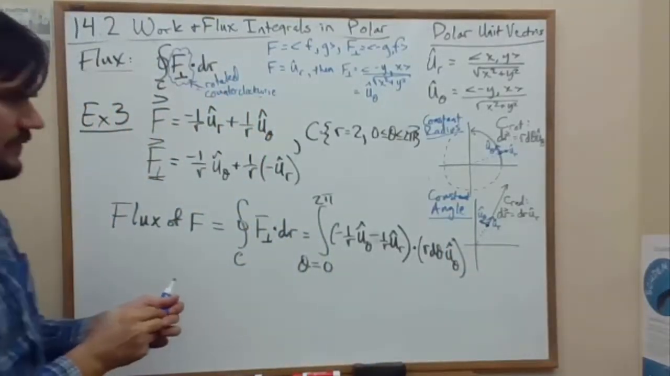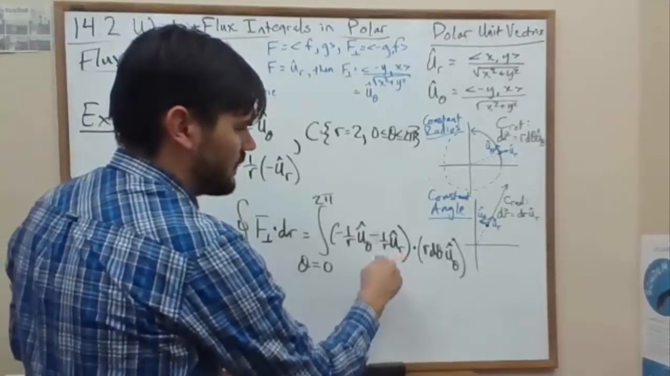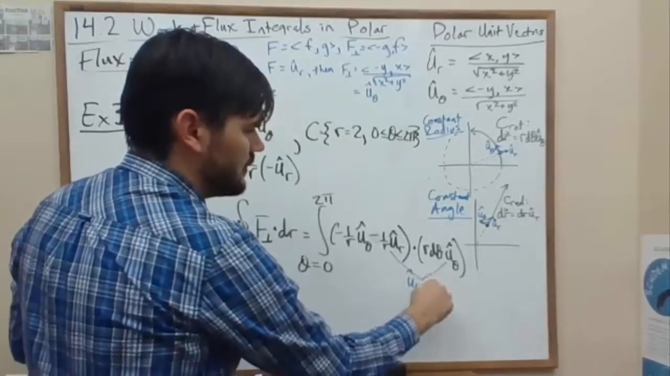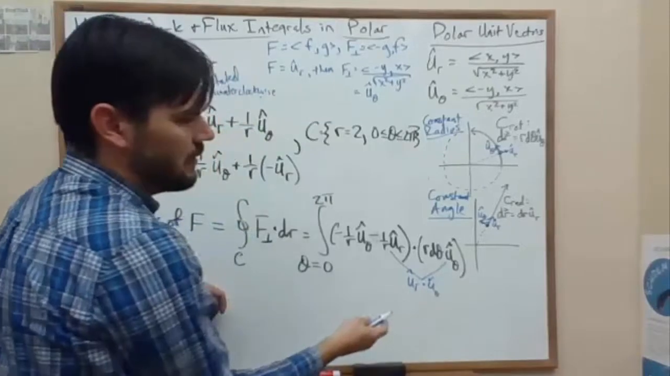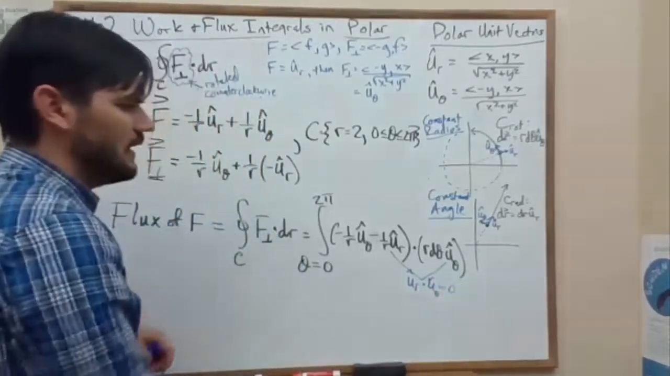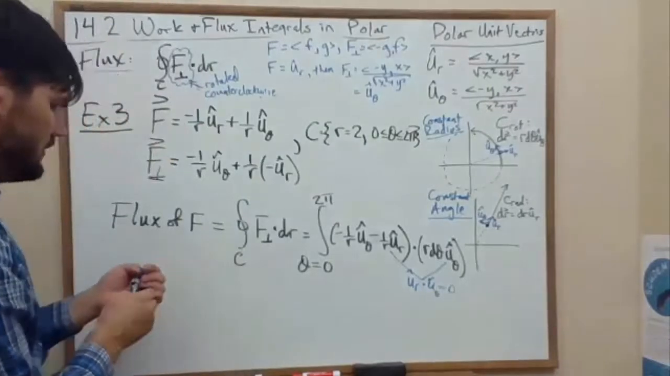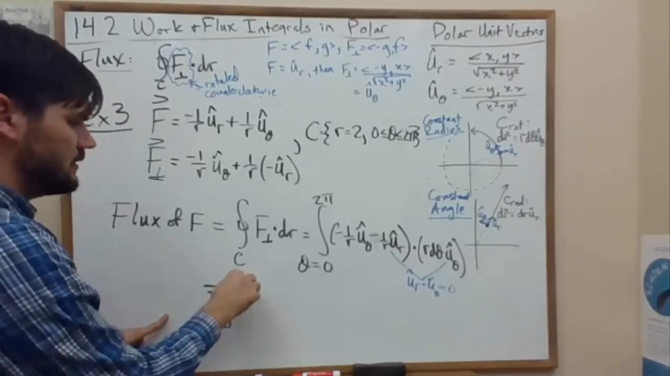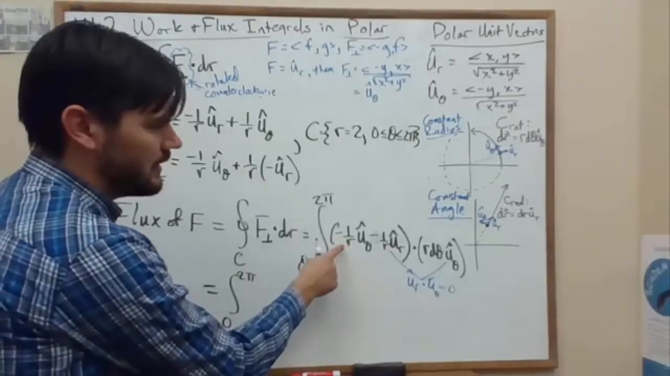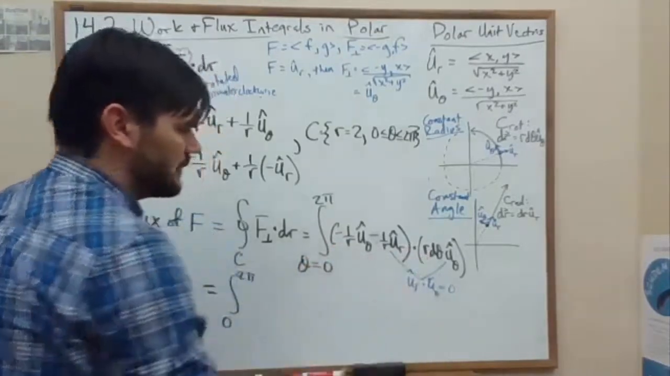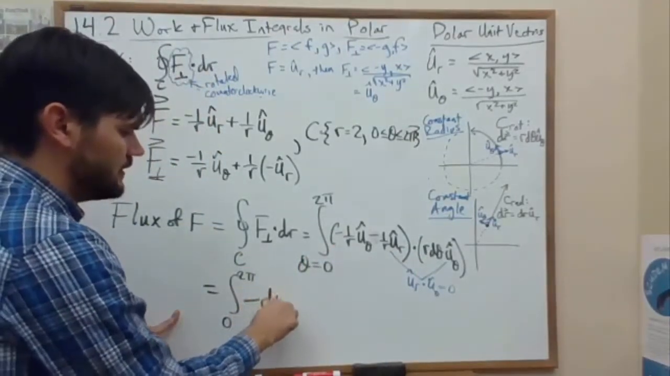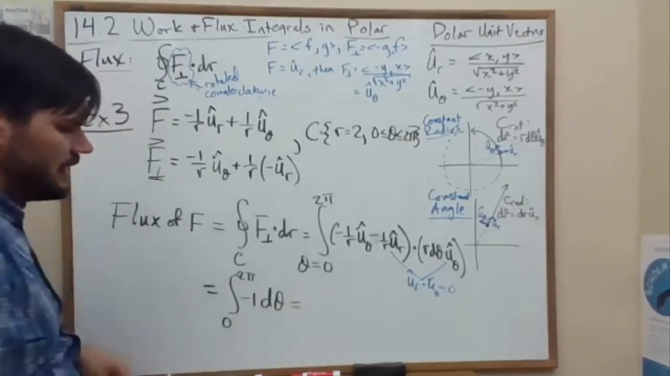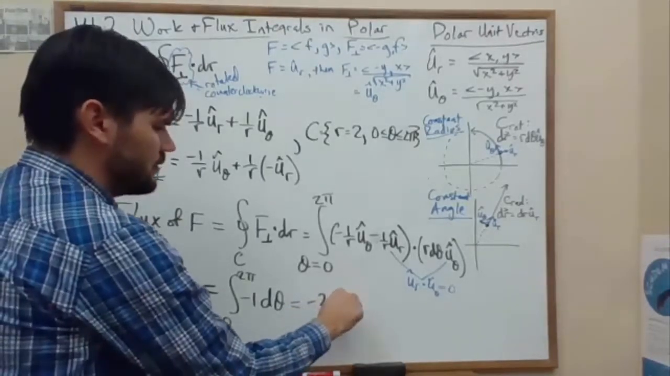So, let's remind ourselves that u_r dotted with u_theta, the radial and angular directions, dot to 0, and u_theta and u_theta dot to 1, which gives us the integral from 0 to 2 pi of what's left. Well, there's a negative 1 over r multiplied by r. That's a negative d theta. Sorry, negative 1 d theta. And if we integrate that, it's just a constant, we get a negative 2 pi.